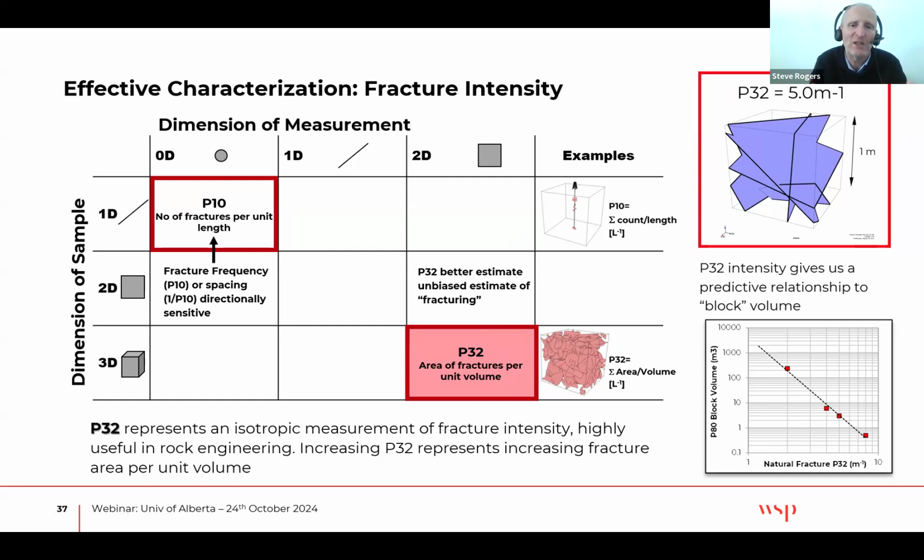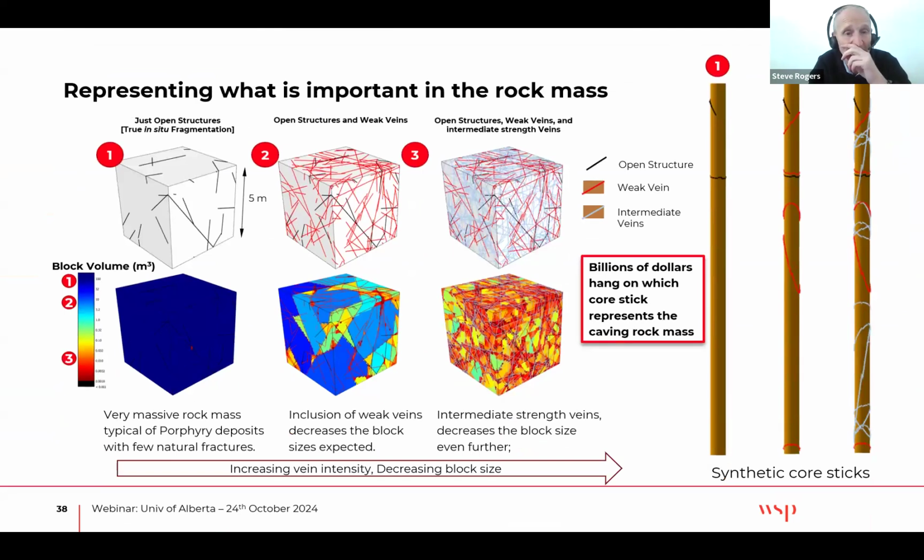It's an isotropic measurement of fracture intensity, and it's really useful. It correlates with things like permeability, stiffness, block size. Just to show you, here's a graph. By running some little simulations, if we build some DFN models with increasing P32, we see that the median, or the P80, block volume diminishes.